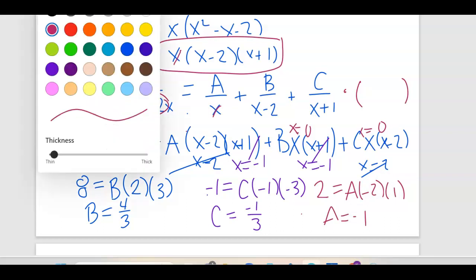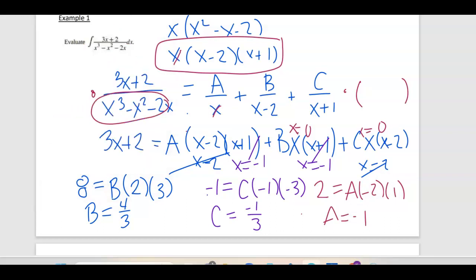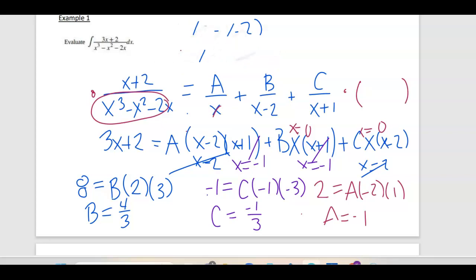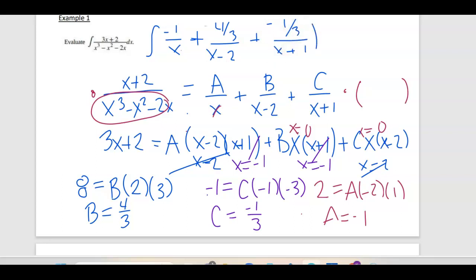All right, I'm going to come back up here to the top and write this all now as my integral. So this must be the integral of A is -1 over x plus B is 4/3 over x minus 2, and C is -1/3 over x plus 1.